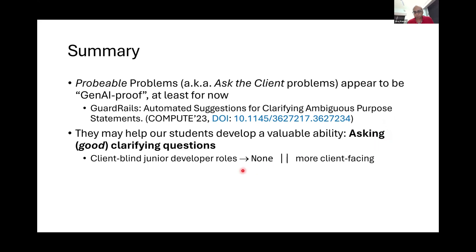I do fear that our current emphasis on mere code writing is leading to preparing students for job roles that may no longer exist, right? I mean, junior level job roles that are shielded from chatting to the client. Such job roles may either disappear entirely, or those people might need to be more client facing. And I think developing our students' ability to gain these skills might actually prepare them.